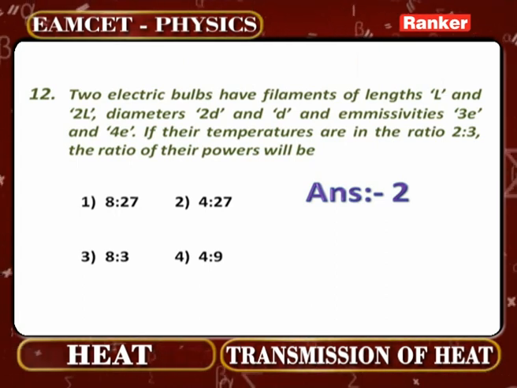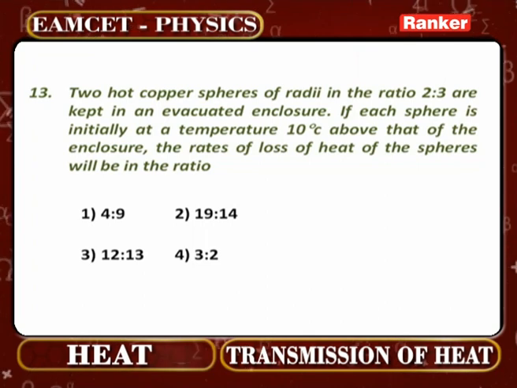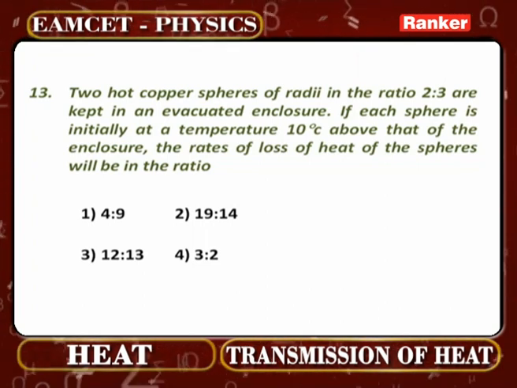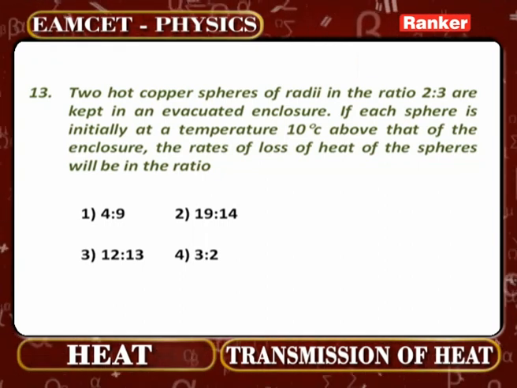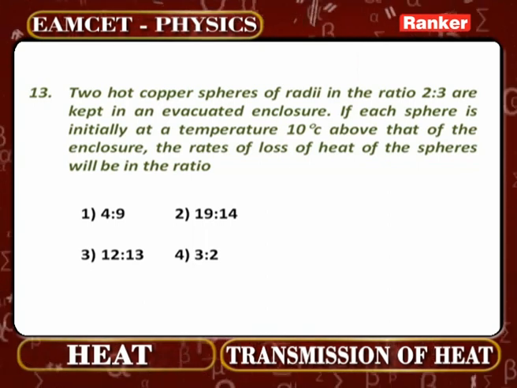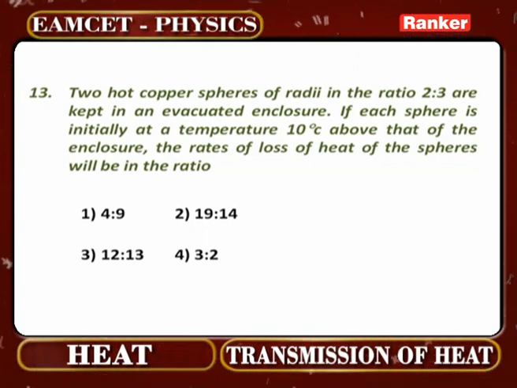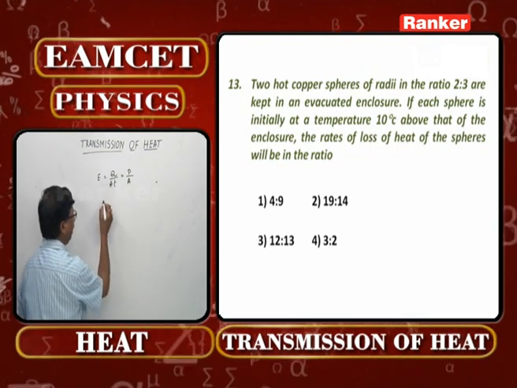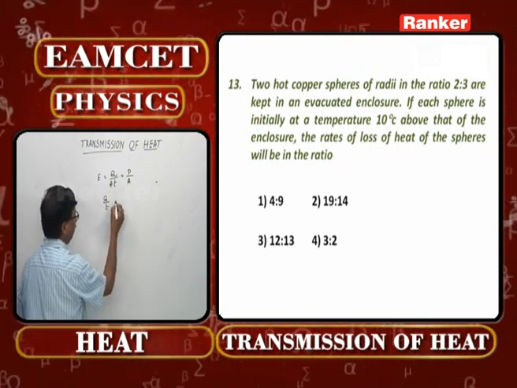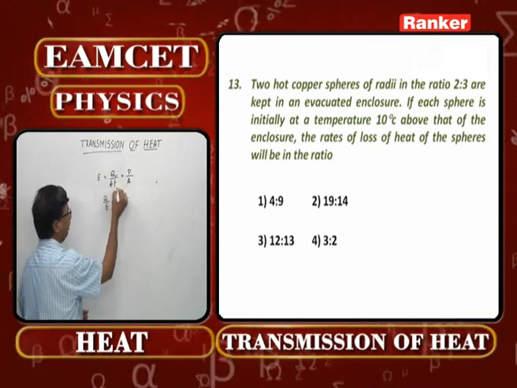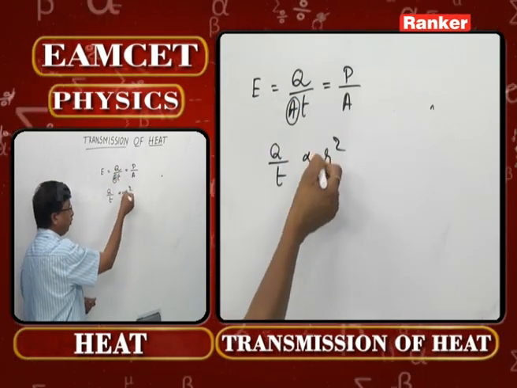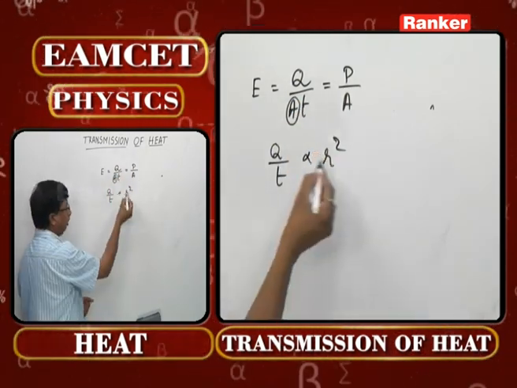Look at the next number, that is problem number 13. Two hot copper spheres of radii in the ratio 2:3 are kept in an evacuated enclosure. If each sphere is initially at a temperature 10 degrees centigrade above that of the enclosure, the rates of loss of heat of the spheres will be? In fact, rate of loss of heat, that is Q by T, we just want. In this particular case, Q by T is proportional to R square. That is the simplest way, because Q by T should be proportional to A. A of course is 4 pi R square for a sphere. You can directly write R square.